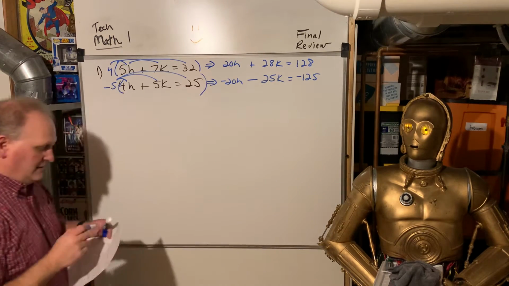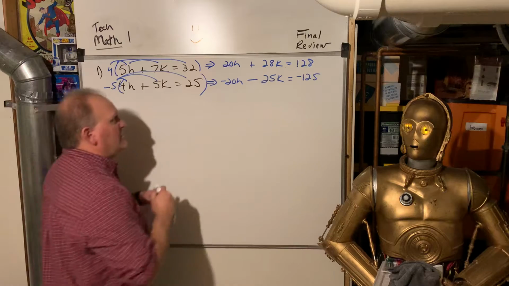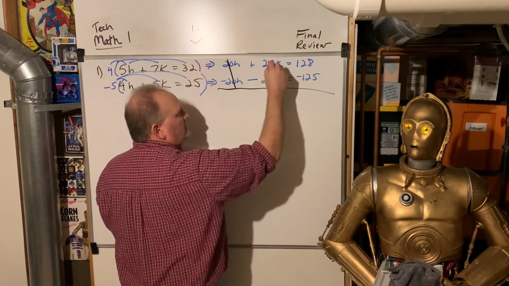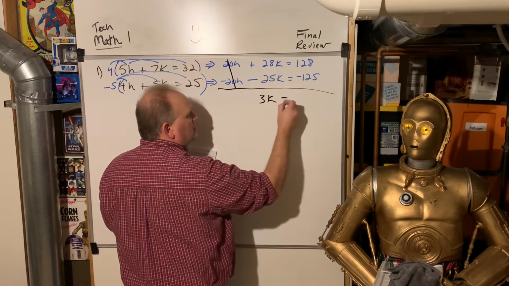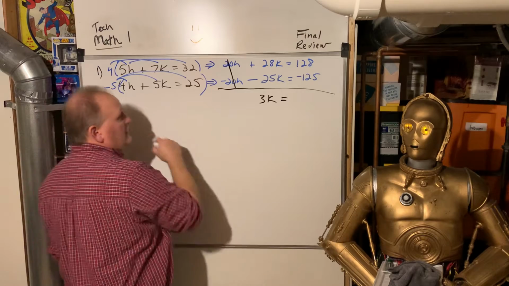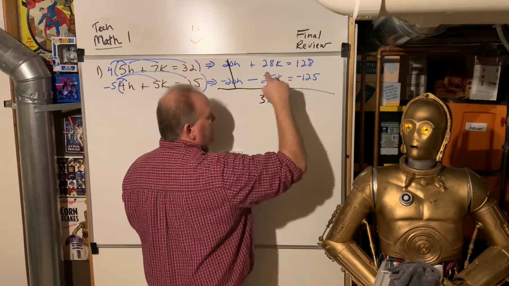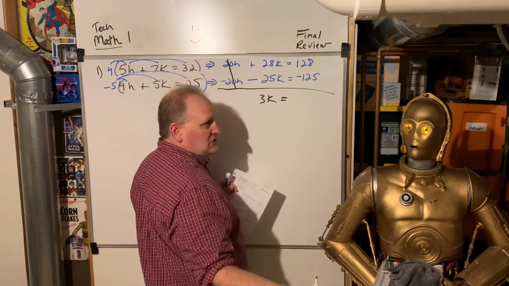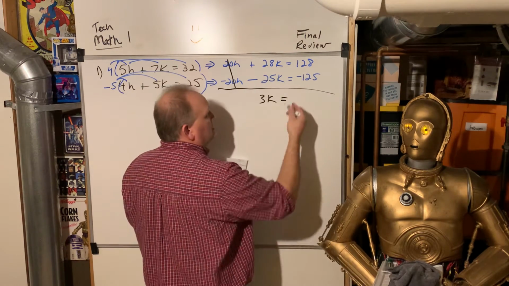All right. And now we add straight down, and lo and behold, the h's die. Bloop. We get 3k, so we're down to a single variable. We can totally solve a single variable. We can't solve it when there's two variables without graphing. But we can solve it algebraically if you eliminate one of the variables either through substitution or addition. They told us to use addition, so here we are.